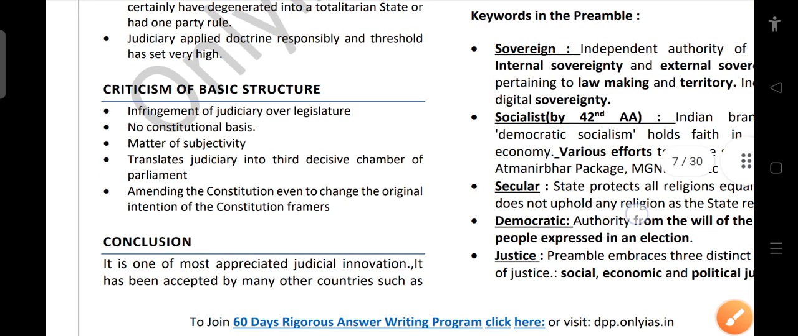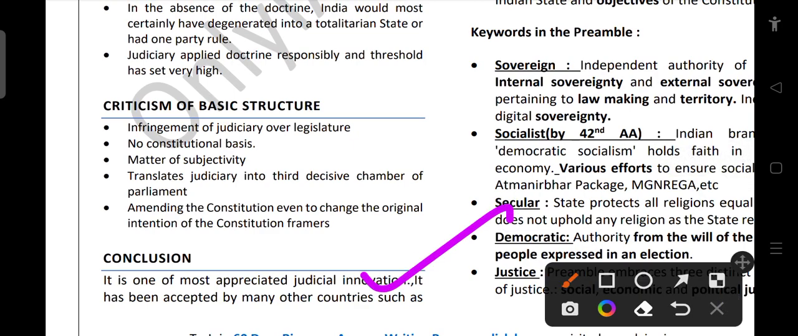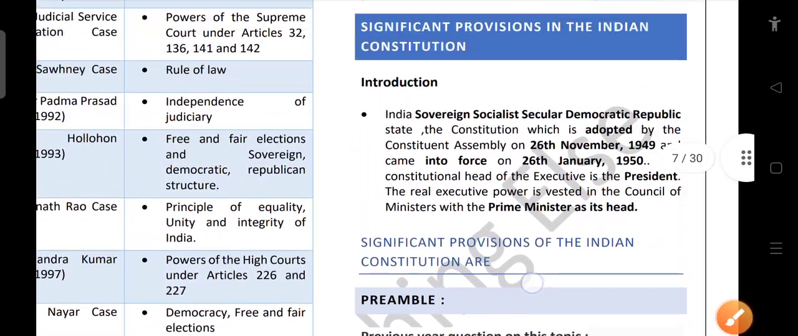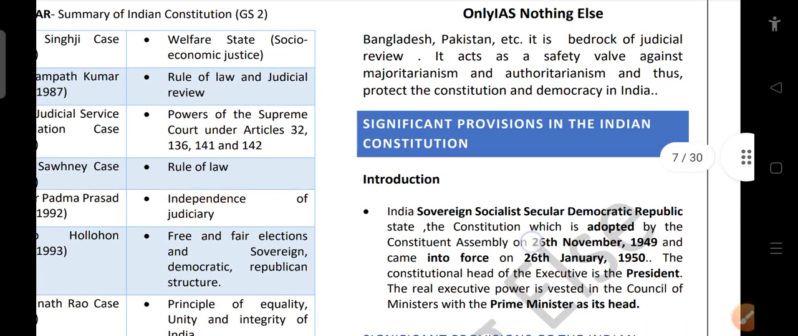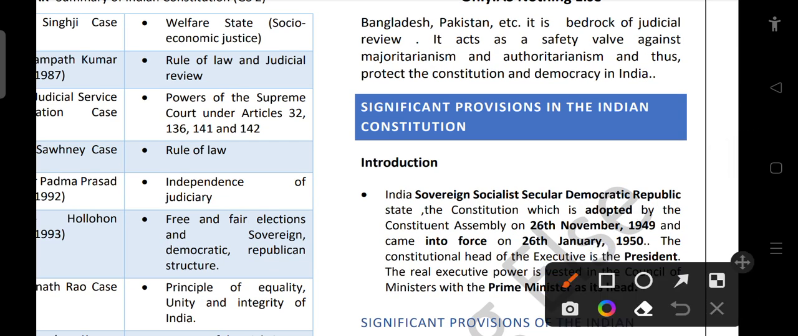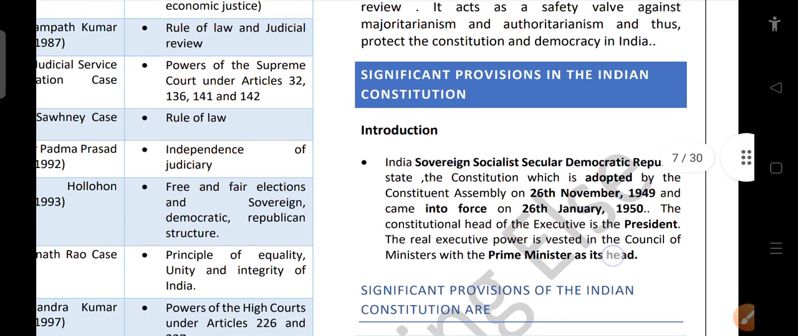Now conclusion. It is one of the most appreciated judicial innovations. It has been accepted by many other countries such as Bangladesh, Pakistan, etc. It is a bedrock of judicial review. It acts as a safety wall against majoritarianism and authoritarianism, thus protects the constitution and democracy in India. So it is like acting as a safety wall to preserve our democracy.